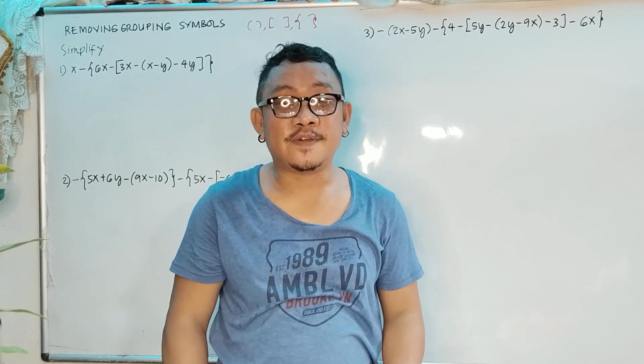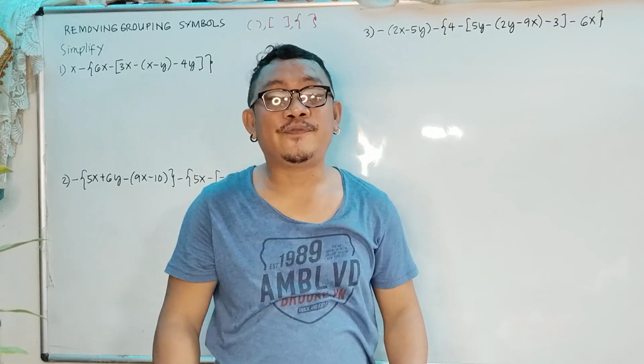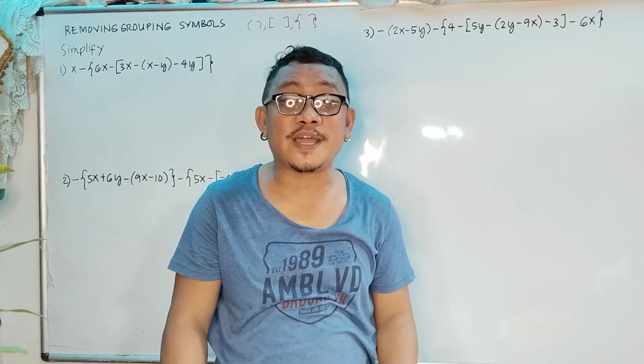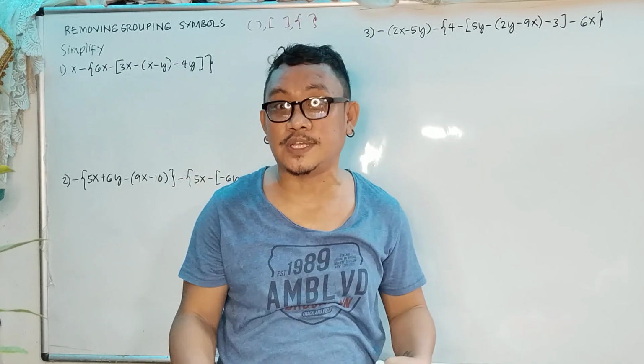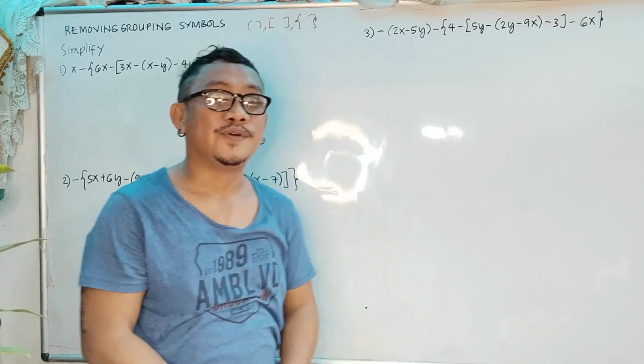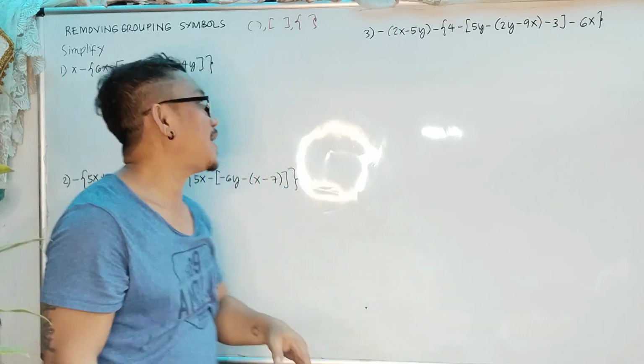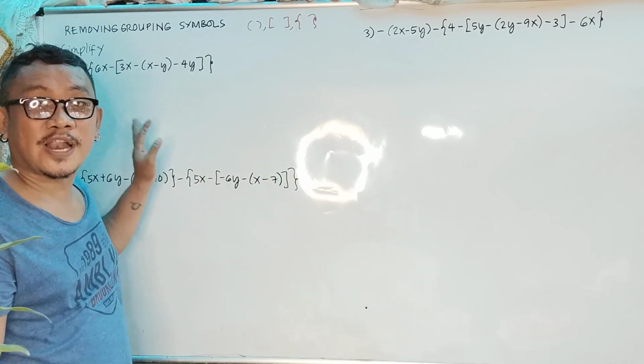The first to remove are the inner symbols, the ones at the innermost part. Those are what we remove first. Okay? So, take note of that. Let us first simplify the following examples.